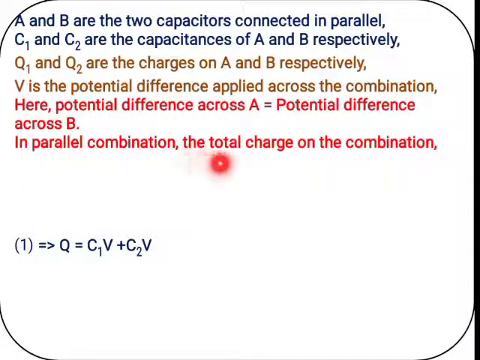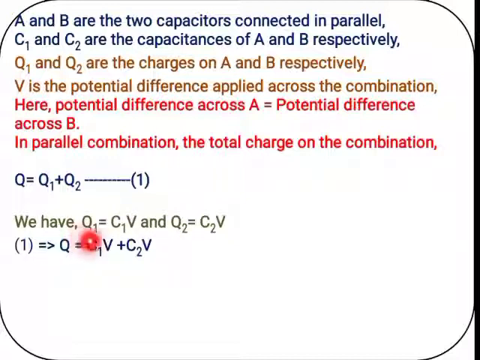In parallel combination, the total charge on the combination Q is equal to Q1 plus Q2. In the series combination, potentials are different. We have taken the sum of the potentials, V is equal to V1 plus V2. But here charges are not same. They are varying. So that is the reason in the parallel combination Q is equal to Q1 plus Q2. Call it as equation number 1.